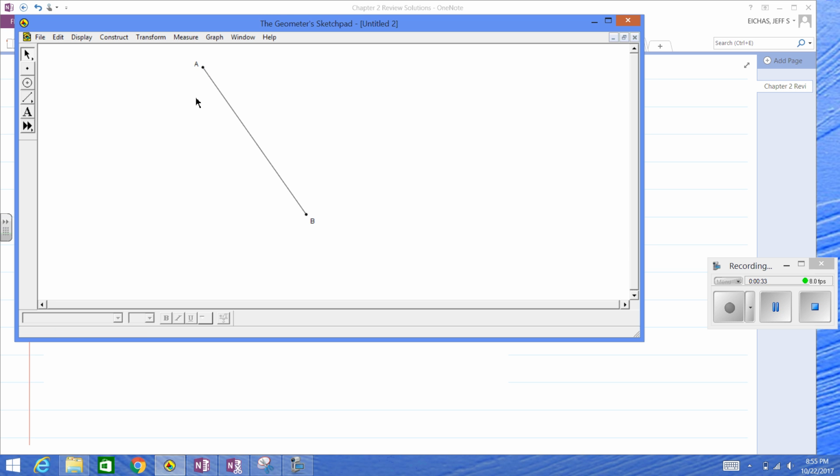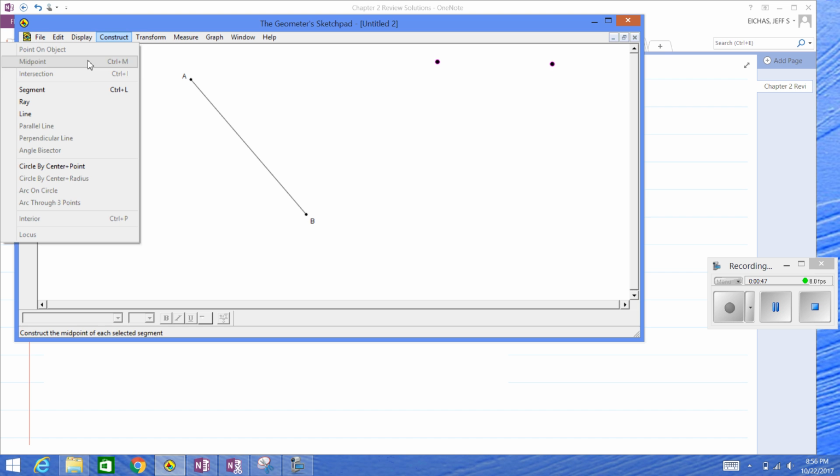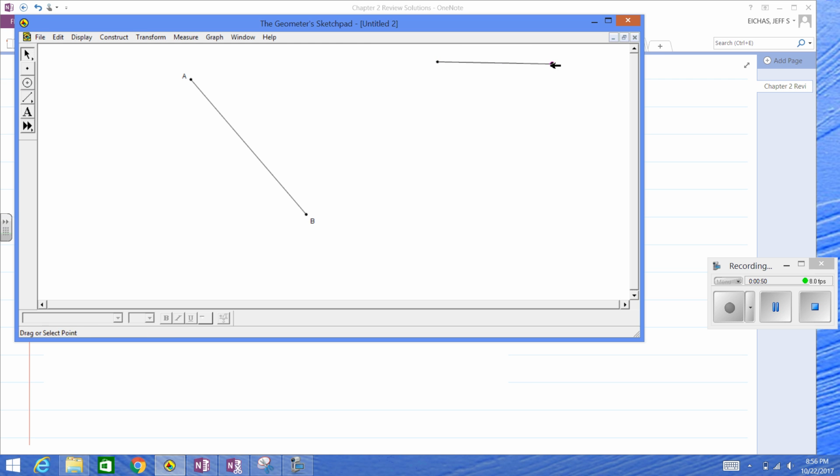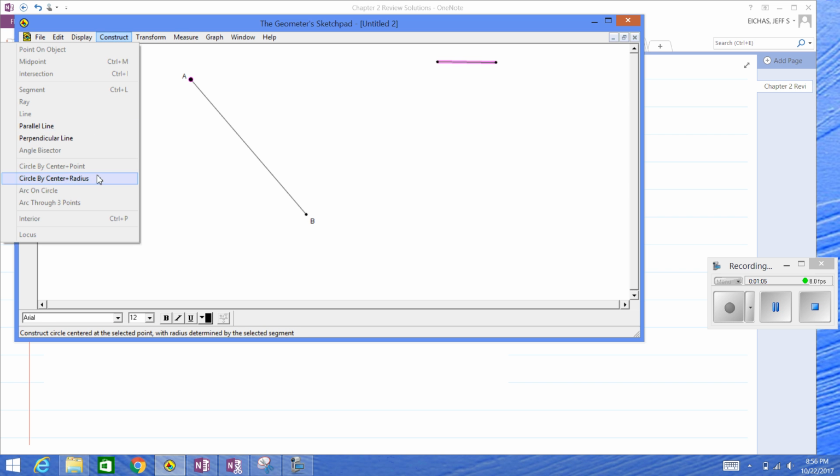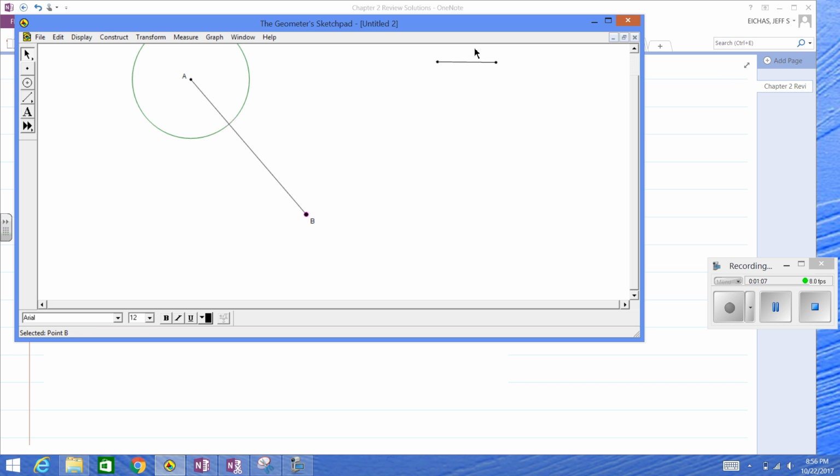So there's segment AB. To find its perpendicular bisector, the way we use the compass tool is we simply have to pick a radius. I'm going to show you this way. I'm going to make the radius too small to start with. If I draw a circle centered at A with this small of a radius, what's going to happen is we end up not crossing.